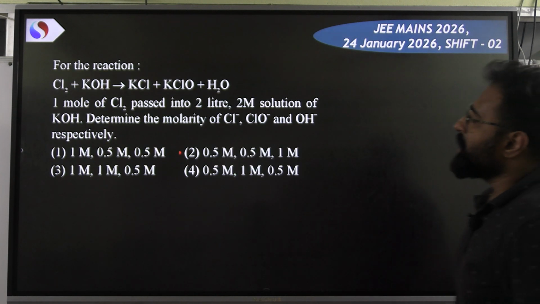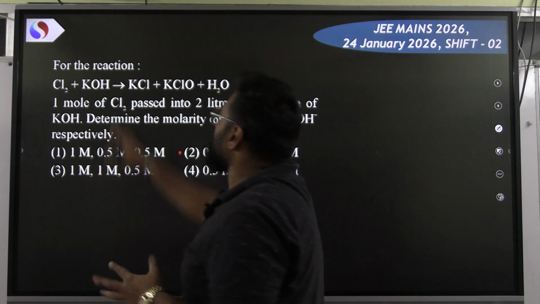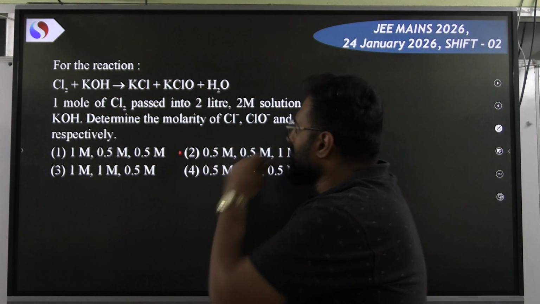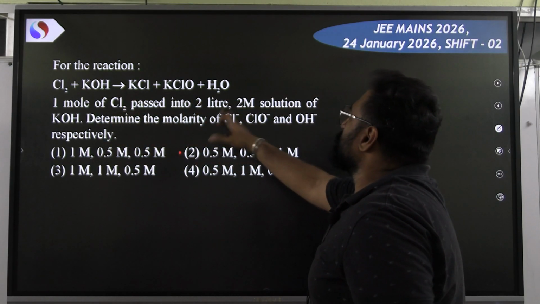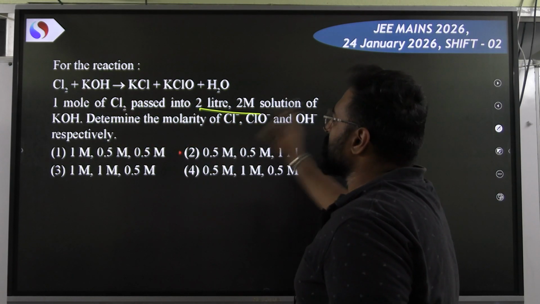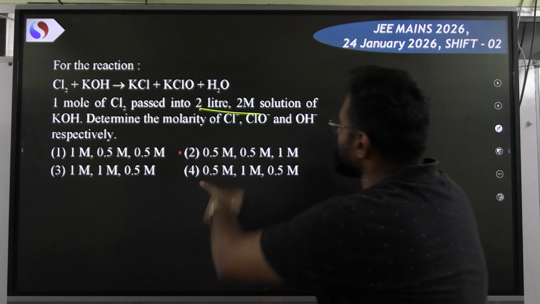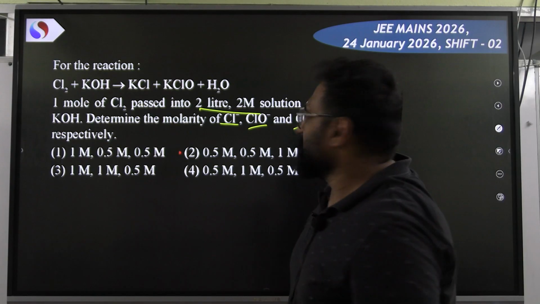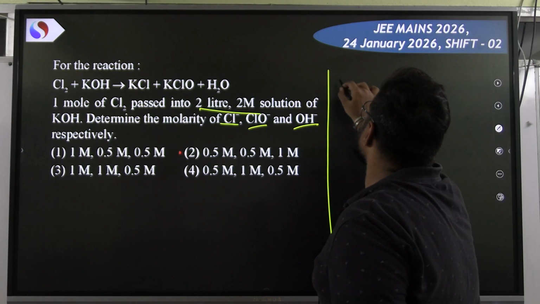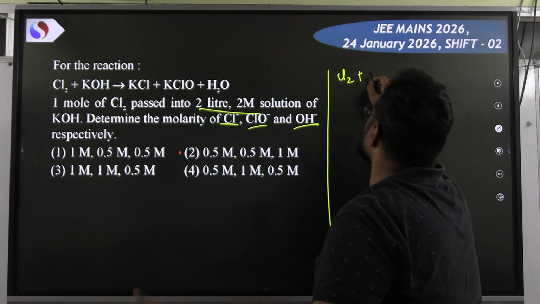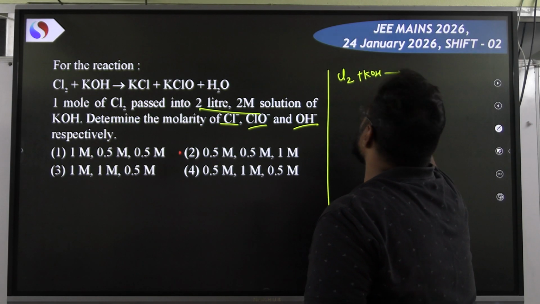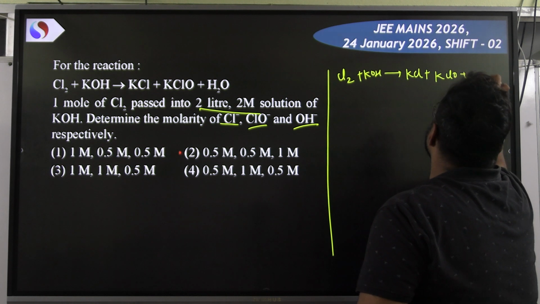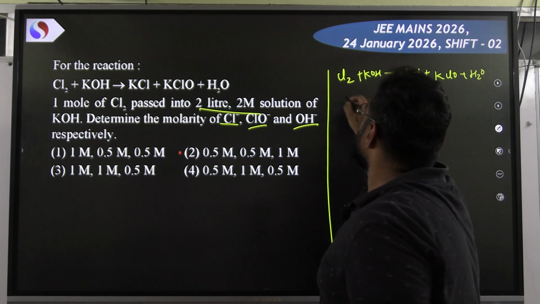Next question. For the reaction Cl2 plus KOH gives KCl plus KClO plus H2O, 1 mole of Cl2 is passed into a 2 liter 2 molar solution of KOH. Determine the molarity of Cl minus, ClO minus and OH minus. Simple question hai. You don't need to apply much brain, just basic mole concept you have to apply. KCl plus KClO plus H2O, it is how much? 1 mole.